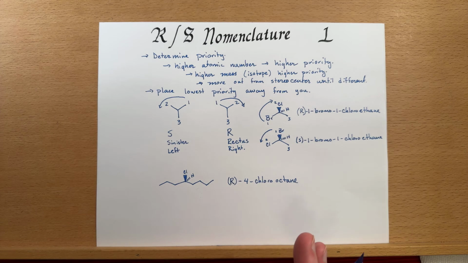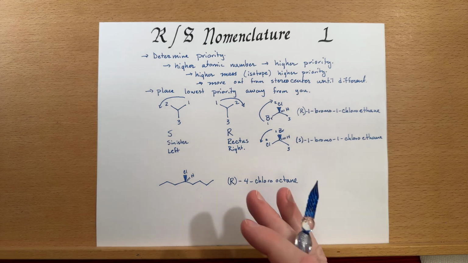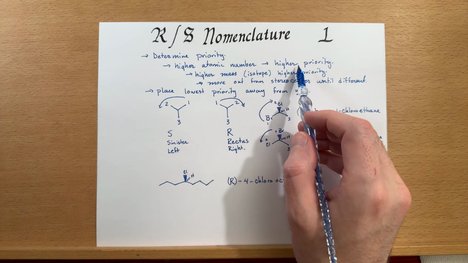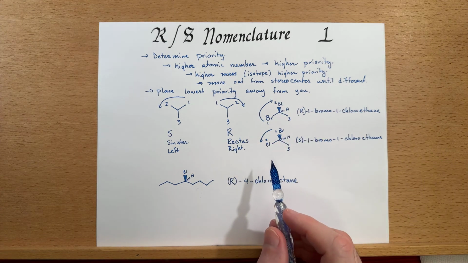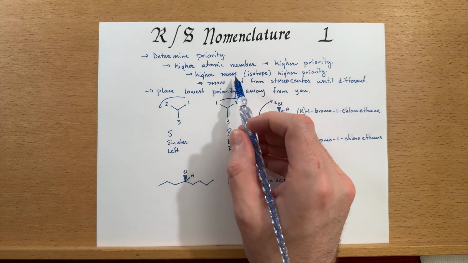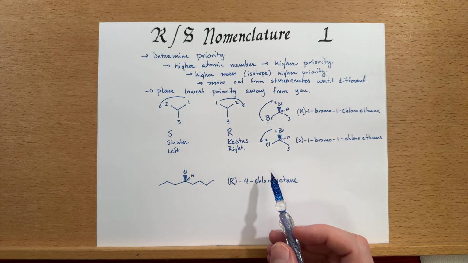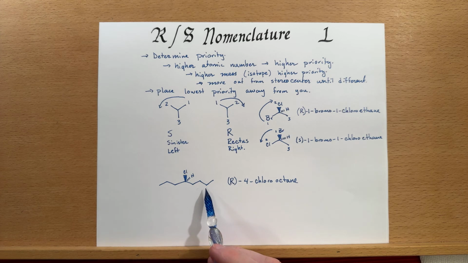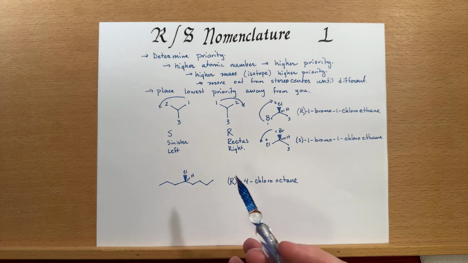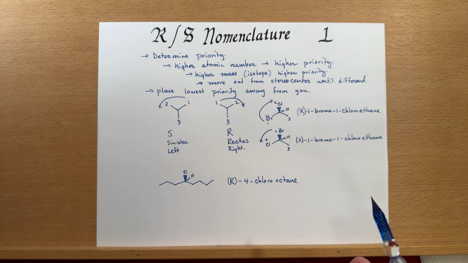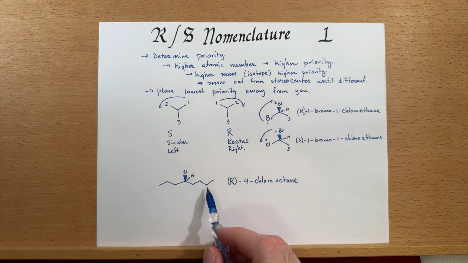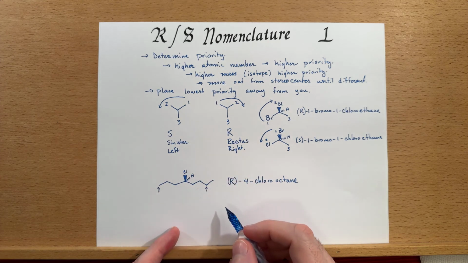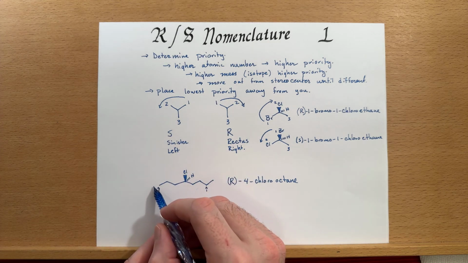So now that we've talked a little bit about R and S nomenclature and how to determine the priority of some basic groups, remember, higher atomic number leads to a higher priority. And if we have isotopes, we choose the one with the higher mass to be the higher priority. And we move out from the stereocenter until we find a difference. And we select the one that has the most high atomic number elements bound to it. And so that's why we had to go all the way out to this carbon here before we found a difference between the two. This one had a CH3.